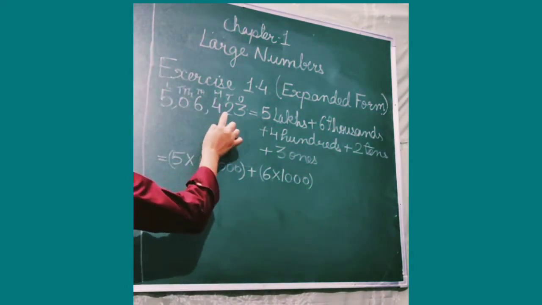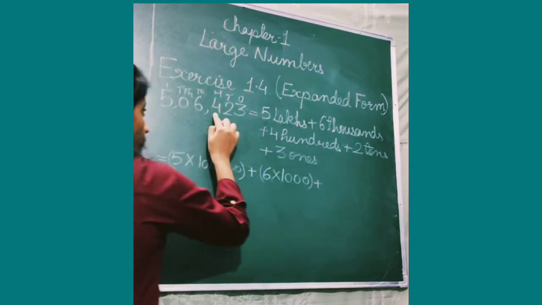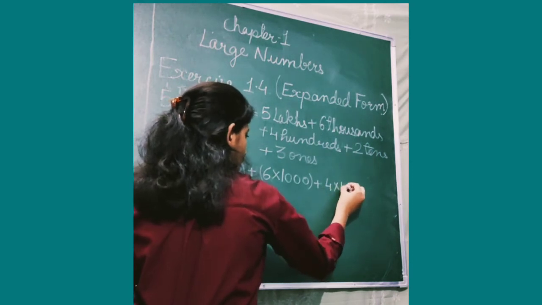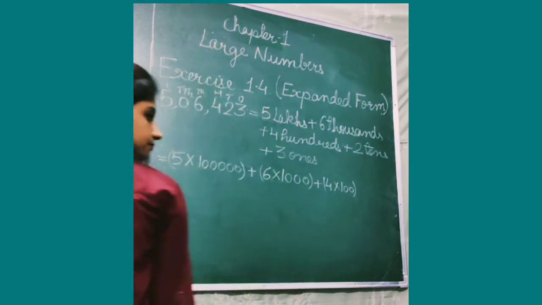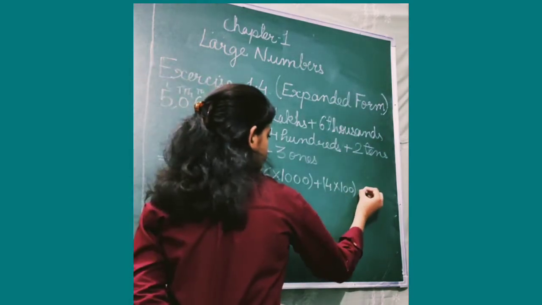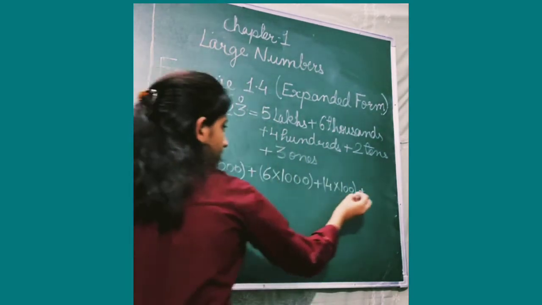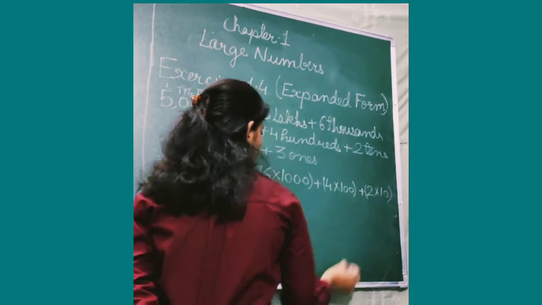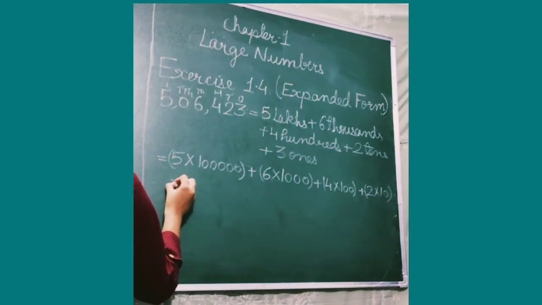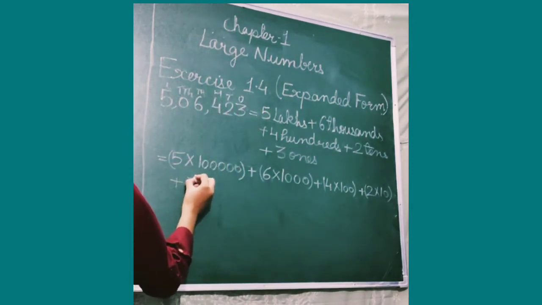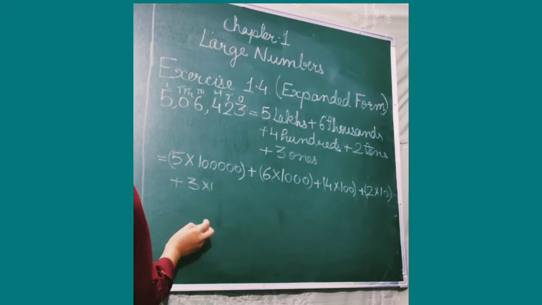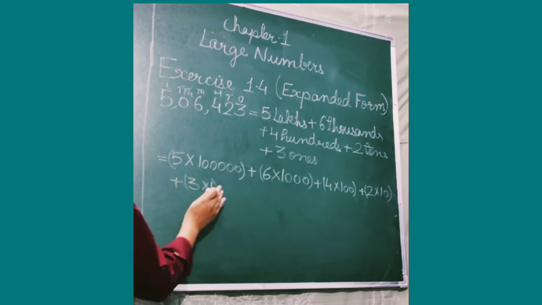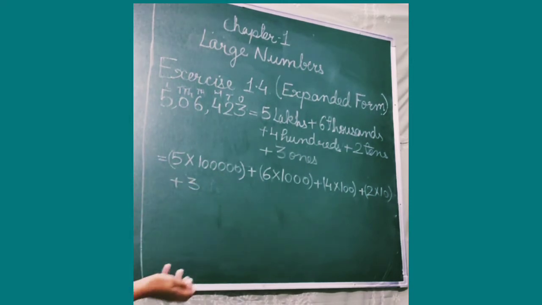Done. Then hundreds, plus 4 multiplied by 100, plus 2 tens, that is 2 multiplied by 10. Tens is 10. 2 multiplied by 10 plus 3 ones, that is 3 multiplied by 1, or you can just write 3 also, because 3 ones are 3.